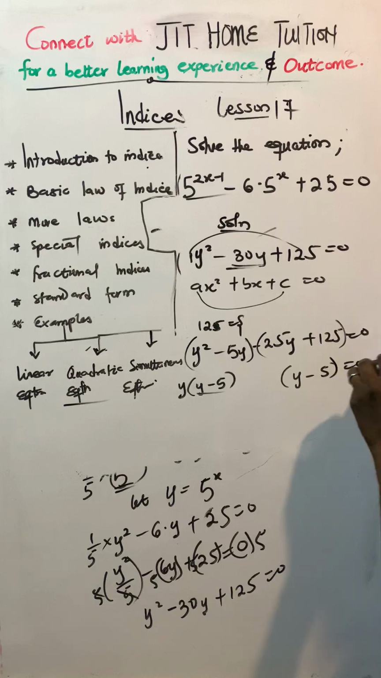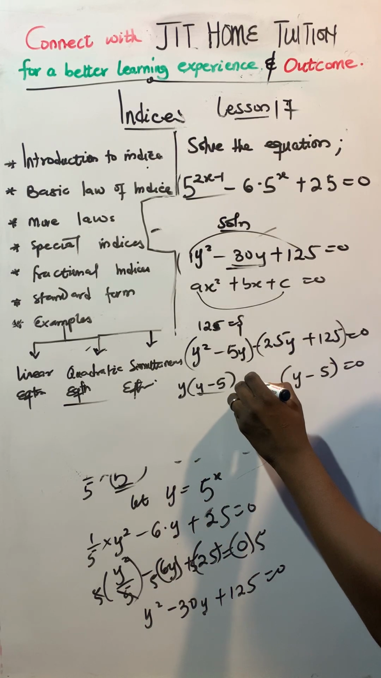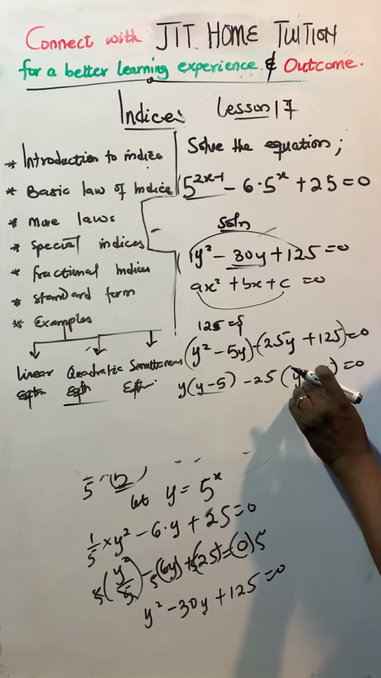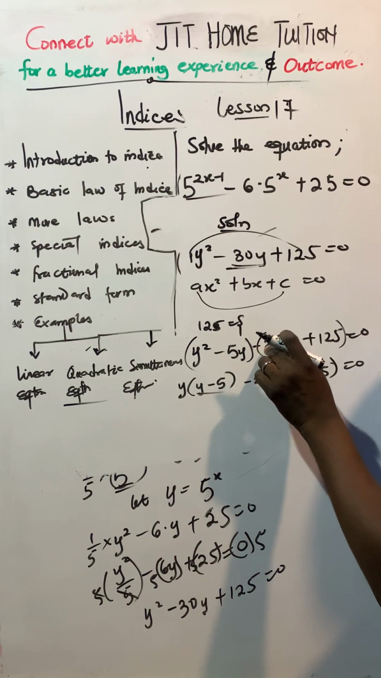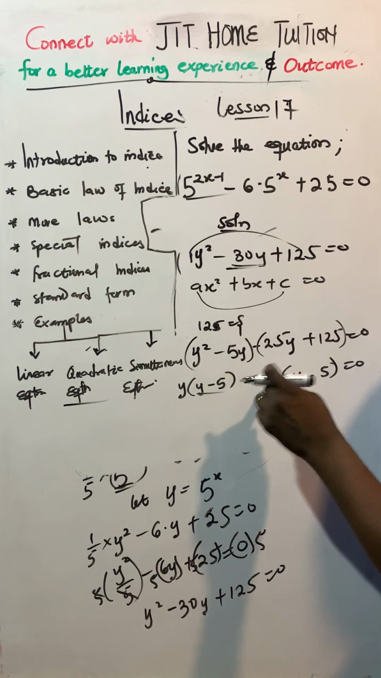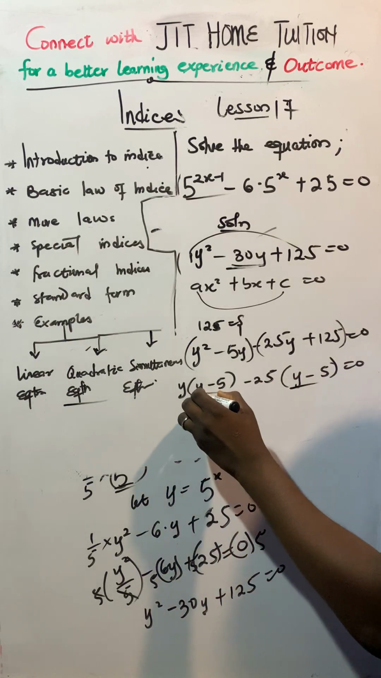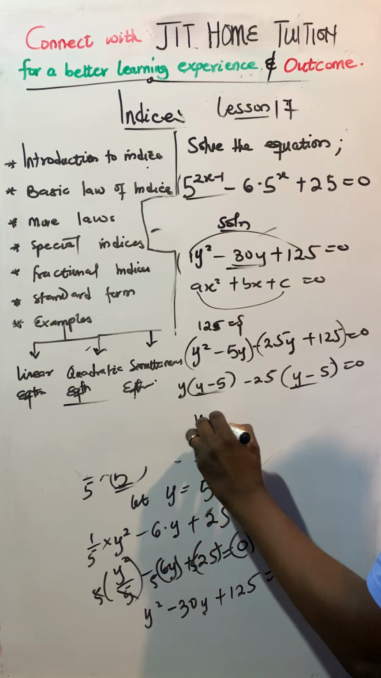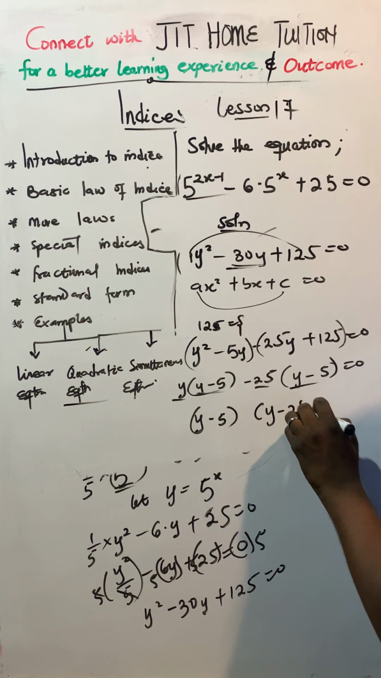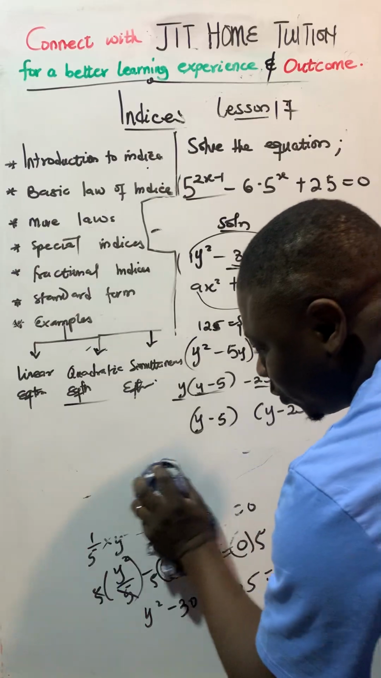Then you ask yourself, which number when you multiply by this will give you negative 25? So it is this. When you multiply this one by this, you have negative 25y. And when you multiply the negative 25 by this one also, it will give you positive 125. Since they are the same here, you pick one of them, which is y minus 5. Then you pick these ones, y minus 25 equal to 0. Okay, I hope you are following.